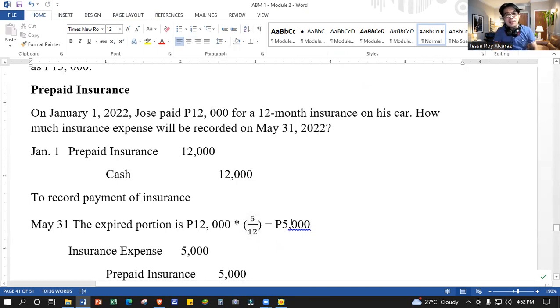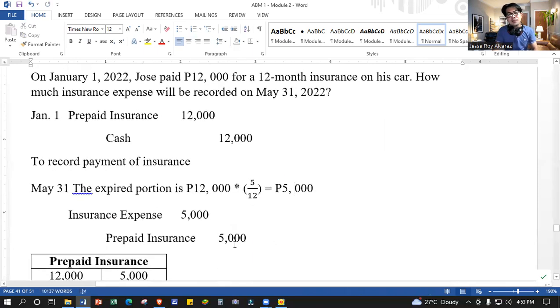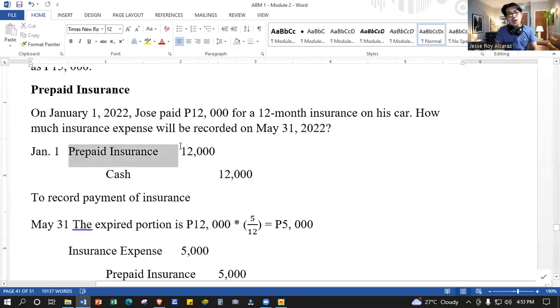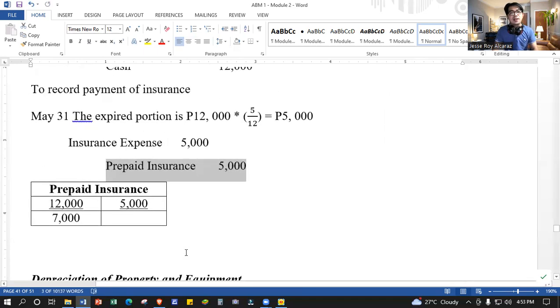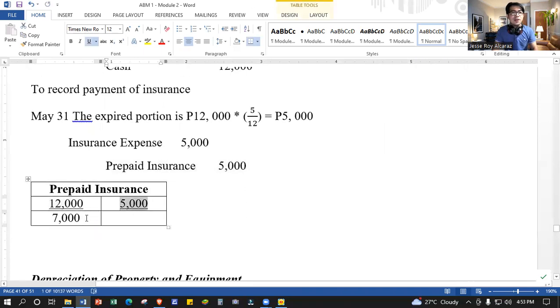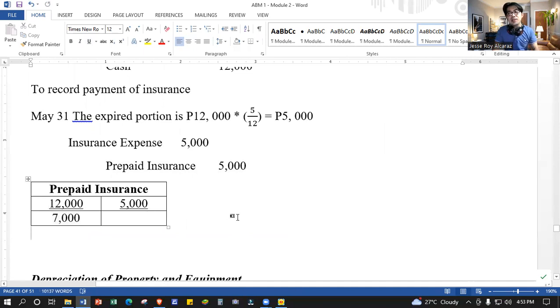Therefore, there is an expired portion of the prepaid insurance amounting to 5,000. So, from 12,000, kailangan natin siyang bawasan because may na-expire na amounting to 5,000. And para asa man ang na-expire nga portion, it will be recorded as an expense. So, from 12,000 pesos, nabawasan siyang 5,000, therefore, may natirang 7,000 pesos worth of prepaid insurance.